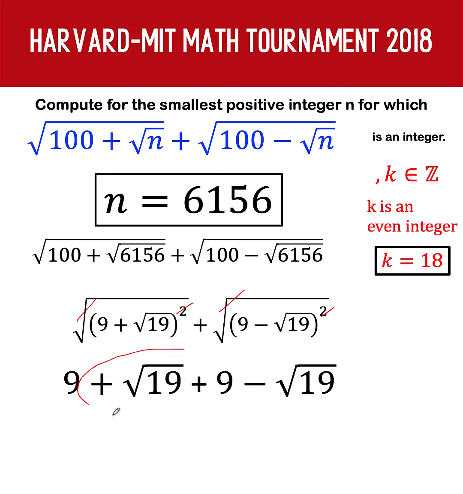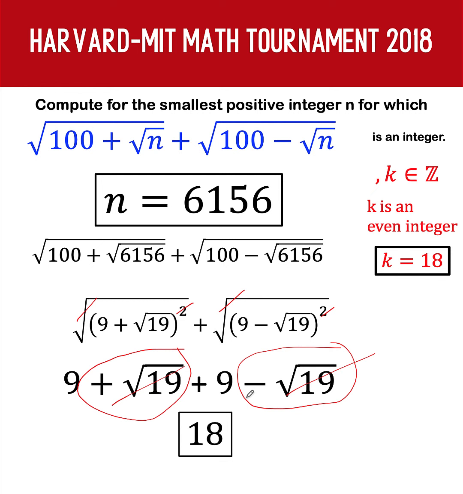Then plus square root of 19 minus square root of 19 is equal to 0. And so 9 plus 9 is equal to 18, which is exactly this k value when we have the smallest positive integer value for n. And so it's now confirmed that n is 6,156. So this Harvard MIT math problem is really not that easy to solve.